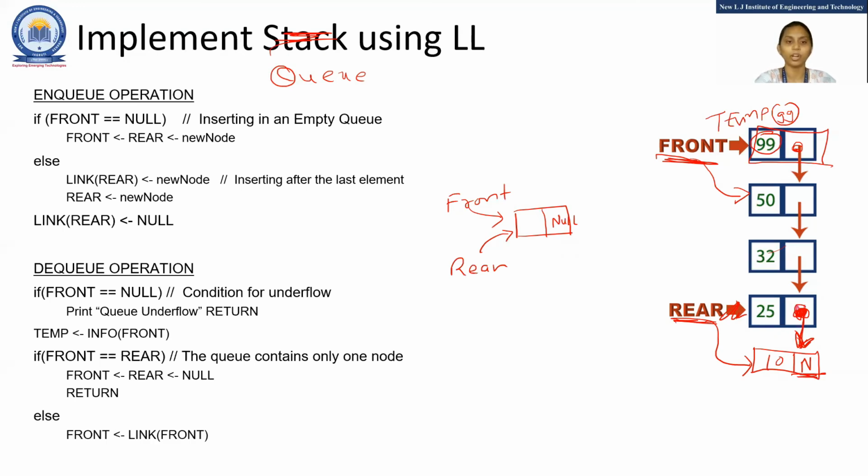You just have to traverse with the help of your front pointer. Now front would be updated with the link of front. Now front will point to 50 instead of 90. This way I am able to perform the DQ operation. I hope this point is clear.